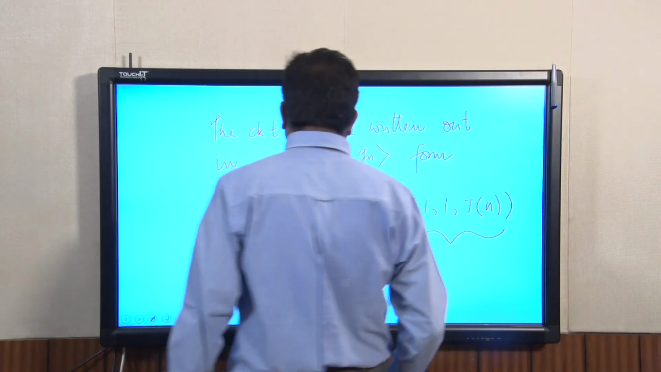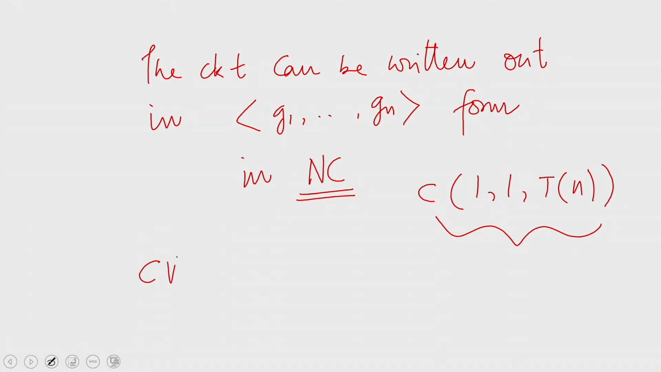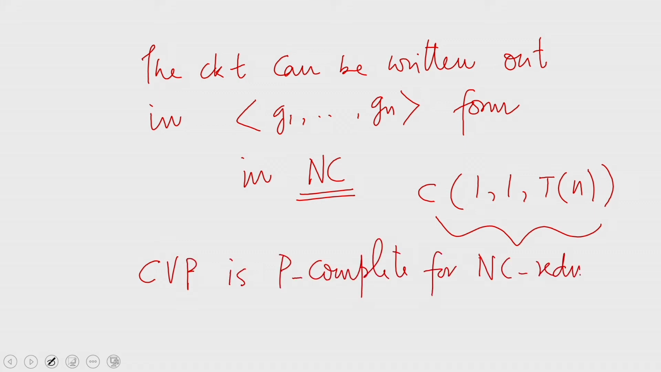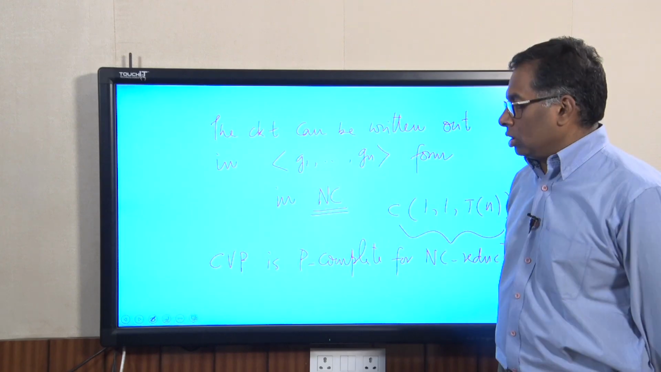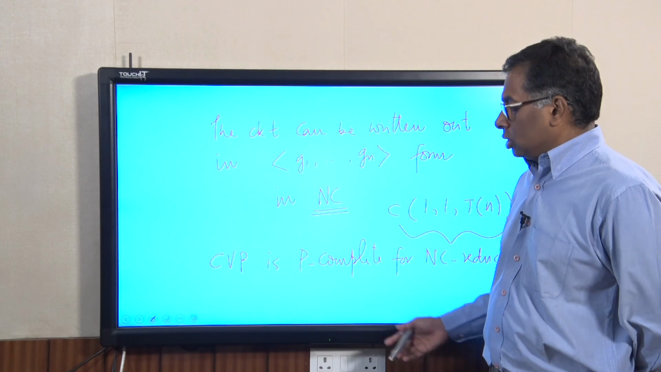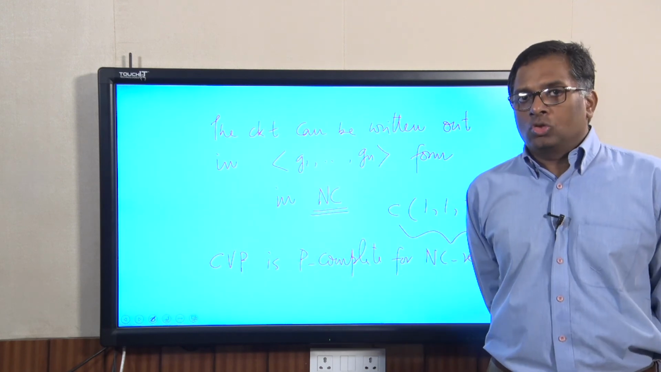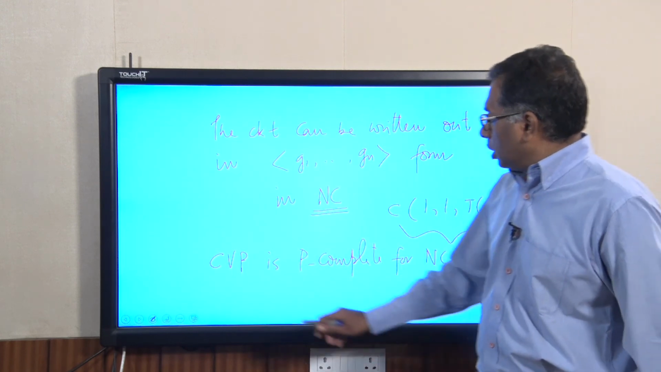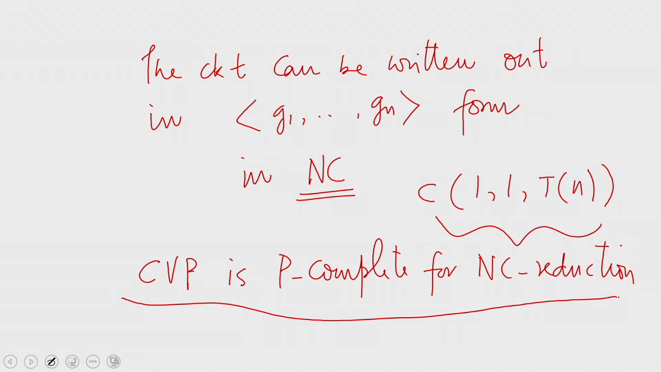So, this establishes that CVP is P complete for NC reductions. That is, we have just now shown that any arbitrary language L in P is NC reducible to CVP. CVP is at least as hard as all these languages. In addition, CVP also belongs to P. So, CVP is P complete for NC reductions. So, there is indeed a language which is P complete for NC reductions.